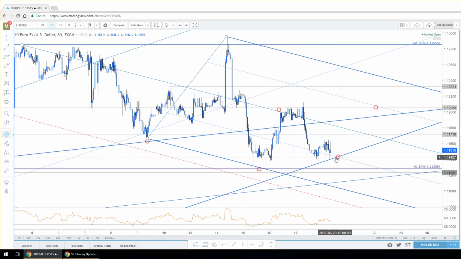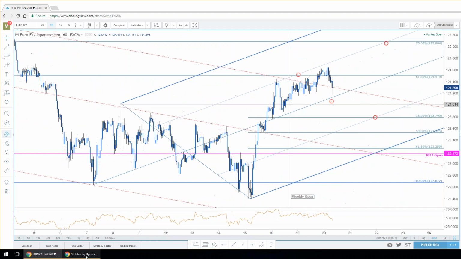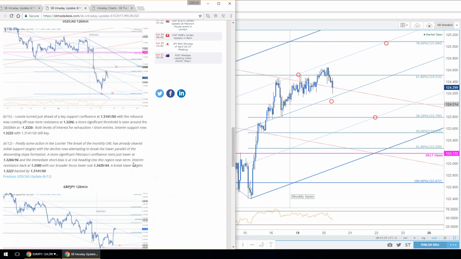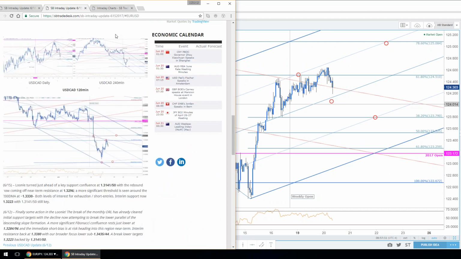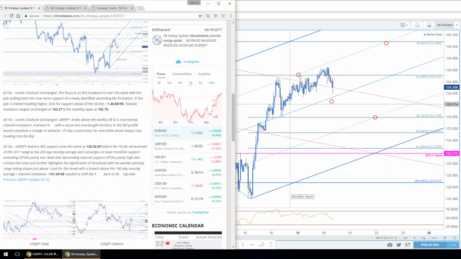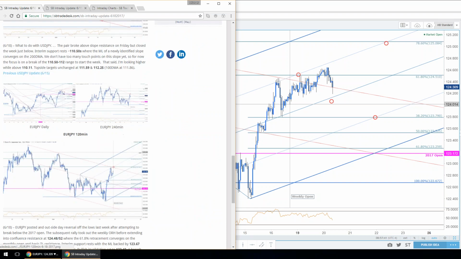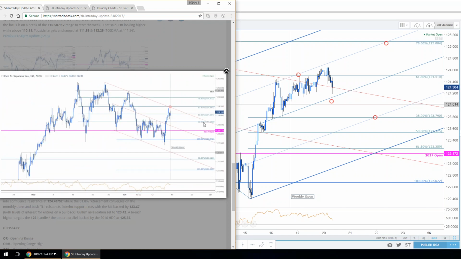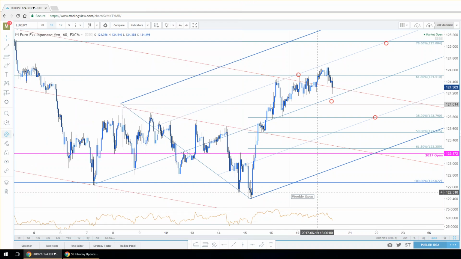So that was number 5. Euro dollar was number 6. So let me do euro yen real quick. Here's what euro yen looked like, and here's what we looked like earlier in the week. Okay, so the basic premise of euro yen was that you were at resistance. You had the monthly open, you had basic trendline resistance off the highs. We noted that level right around 124.48 or thereabouts.